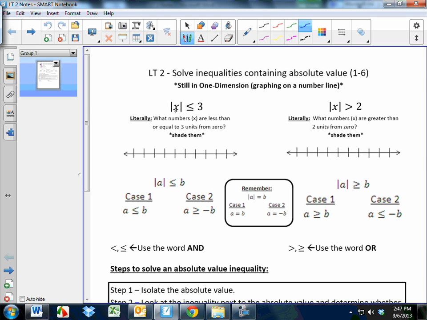First, the absolute value of x is less than or equal to 3. Literally, that means what numbers for x are less than or equal to 3 units away from 0. So if we had a number line labeled from 0 to 3, we would definitely shade towards 3 because they're less than or equal to 3 units. We'd also shade towards negative 3. And because it says less than or equal to, those values of 3 and negative 3 are included, so we use closed circles. And if you remember from learning target 1, that kind of looks like an and answer.